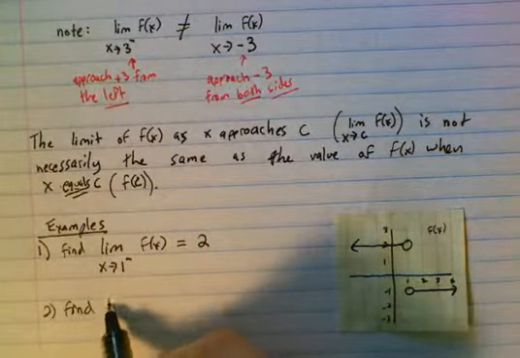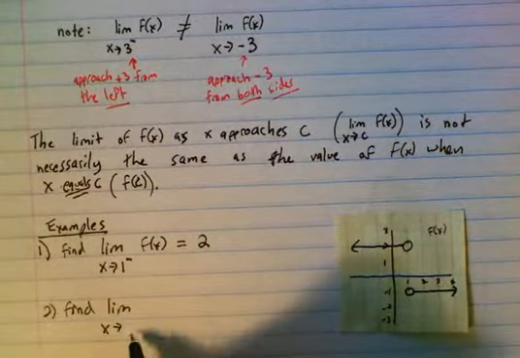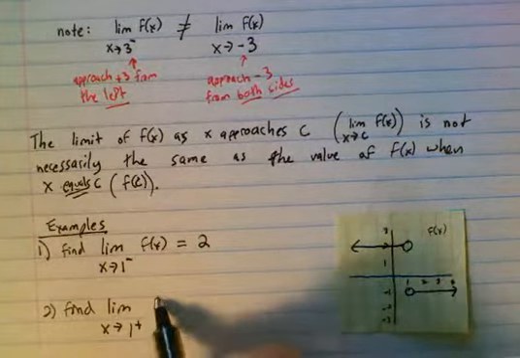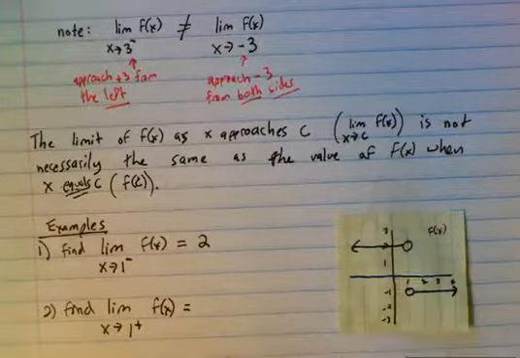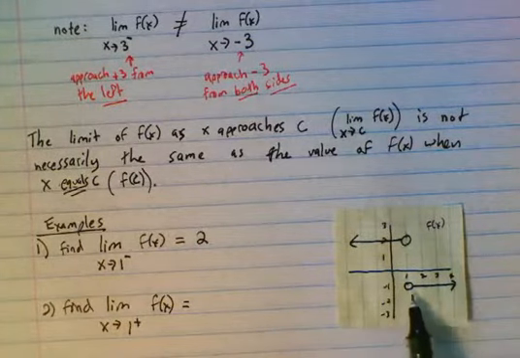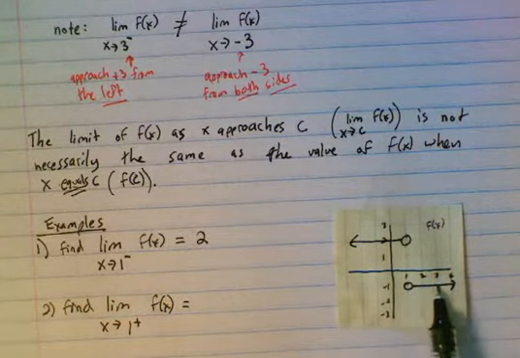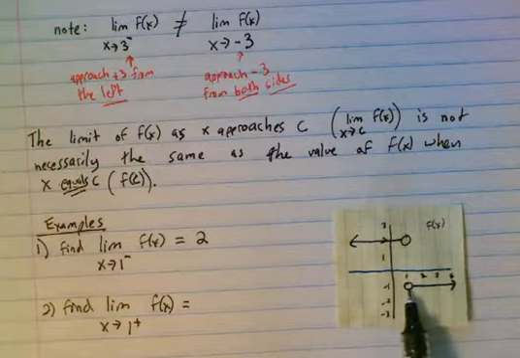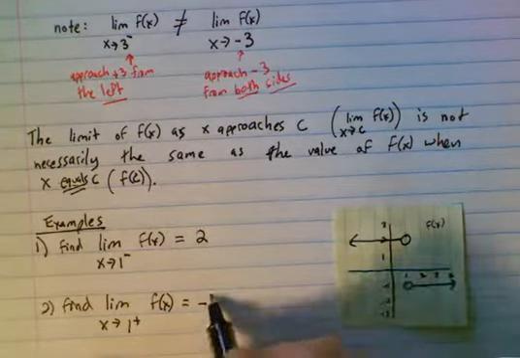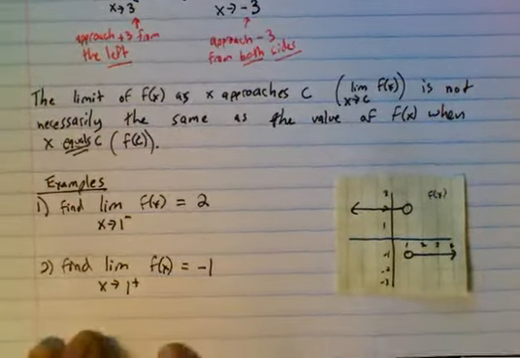If we want to find the limit as x approaches 1 from the right, we're starting a little bit to the right of 1. We're saying, what does the y value want to be when x is 1? Well, it's been negative 1, negative 1, negative 1. It still wants to be negative 1. So that's our limit.